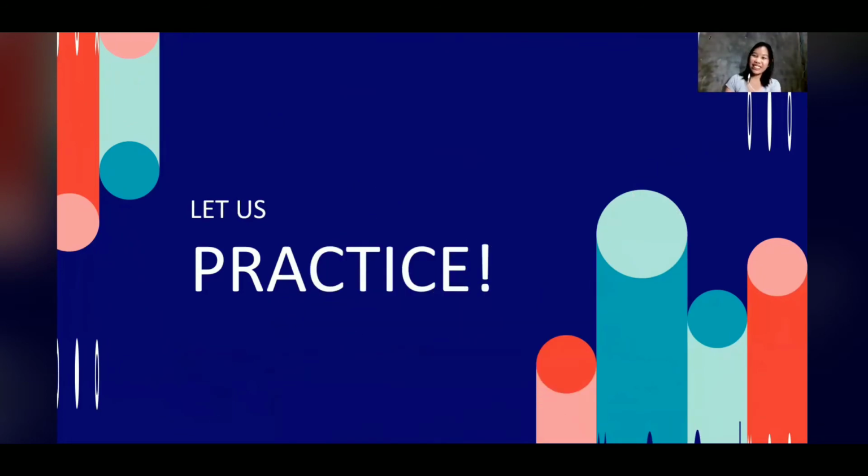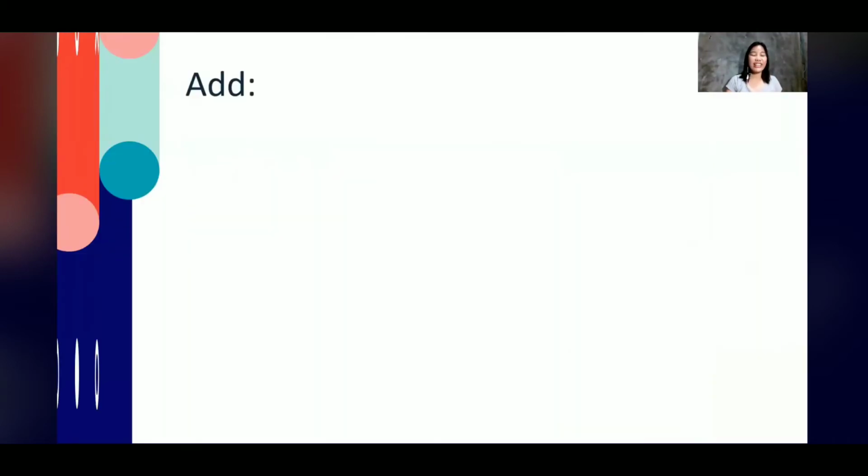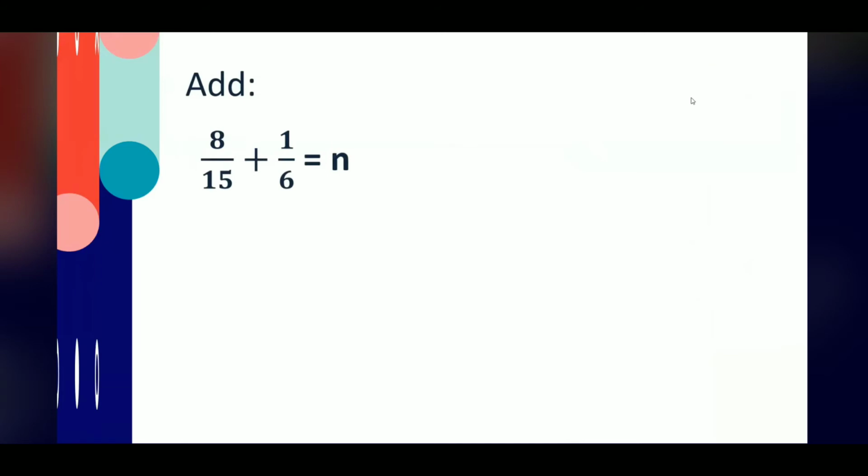Let us now practice. Go and get your papers and pen. Ready? Alright. So simply add these dissimilar fractions. So if the sum can be simplified, you will simplify it. Done?